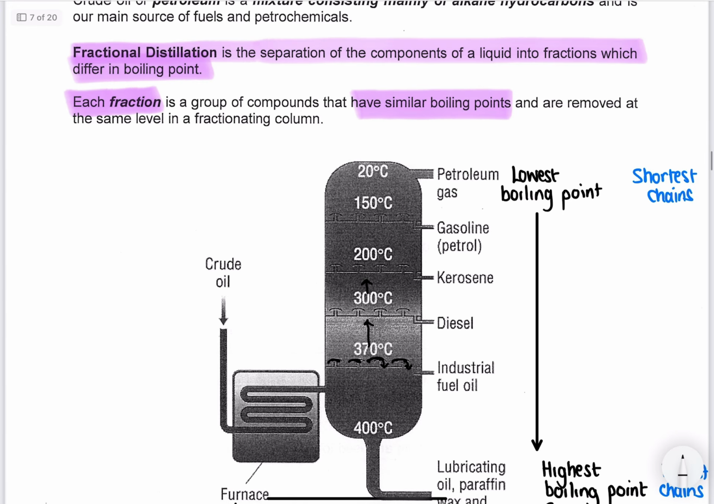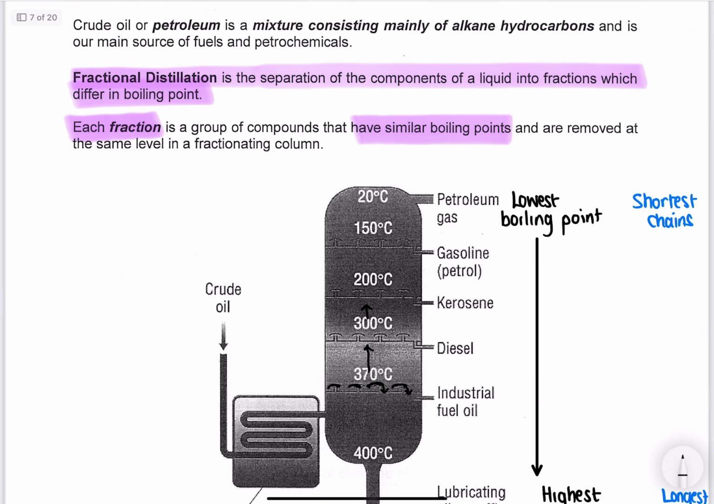So it's a process that separates components which differ in their boiling point, and each fraction has similar boiling points. So all the gasoline fraction have similar boiling points, all the kerosene fraction have similar boiling points, and so on. It's a group of molecules that have similar size and therefore similar boiling points.